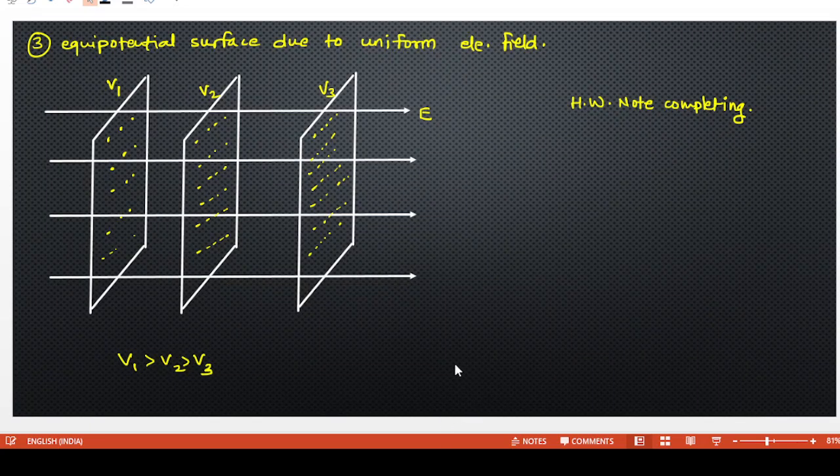So equipotential surfaces due to a uniform electric field are going to be parallel planes. These equipotential surfaces are going to be planes which are parallel to each other. So we will write them as parallel planes.